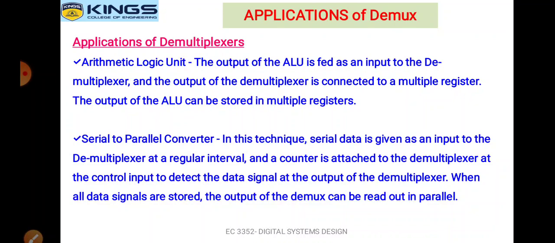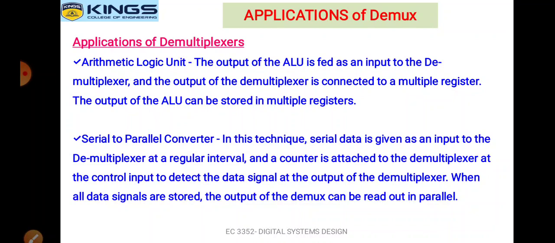Second, it is used in serial to parallel converters. In this technique, the serial data is given as input to the demultiplexer at regular intervals, and a counter is attached to the demultiplexer to control the input and to detect the data signal at the output of the demultiplexer. When all the data signals are stored, the output of the demultiplexer can be read out in parallel. So it is used in serial to parallel converters. These are some of the applications of demultiplexer.